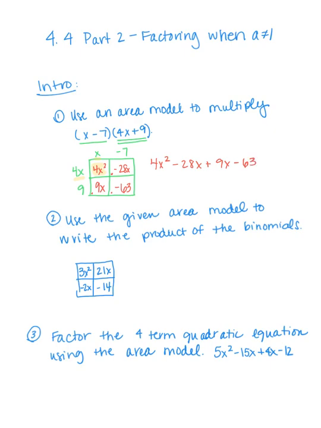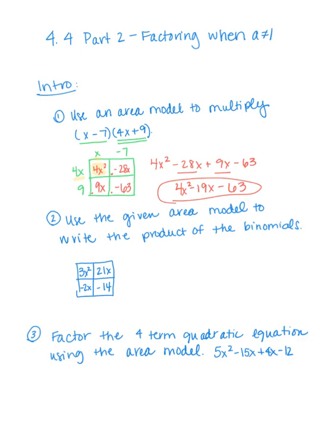And we need to combine like terms to simplify. So -28x plus 9x is -19x. And then we just have our other 2 terms. Okay, so that's just a quick reminder of how we can use an area model to multiply 2 binomials together.